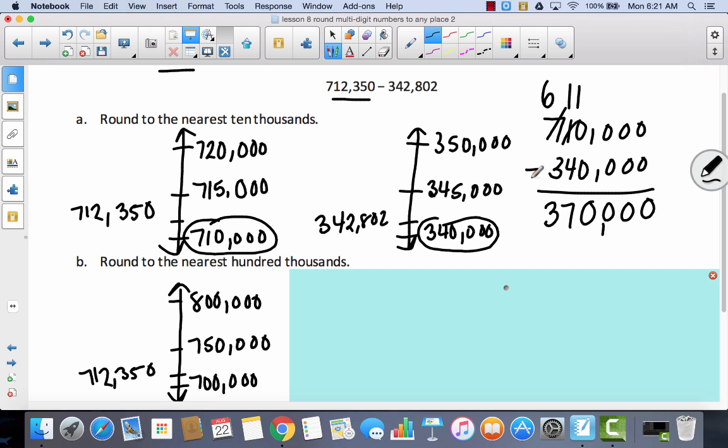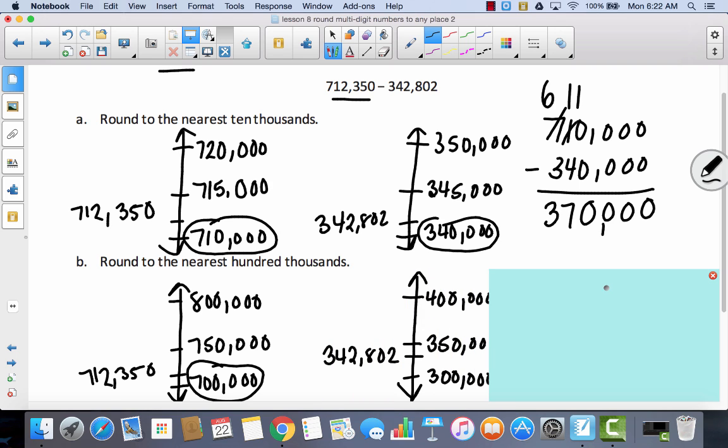Okay, so here you can see that I started by rounding 712,350 to the nearest 100,000. So this number has 700,000s, and one more 100,000 would be 800,000, with 750 coming between 700 and 800. So 712,350 is less than 750,000, so it would be in the bottom part of my vertical number line, which means it rounds to 700,000.